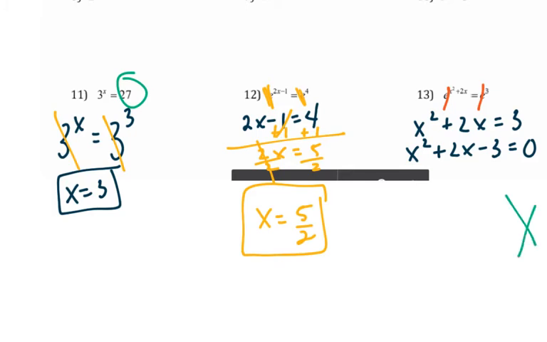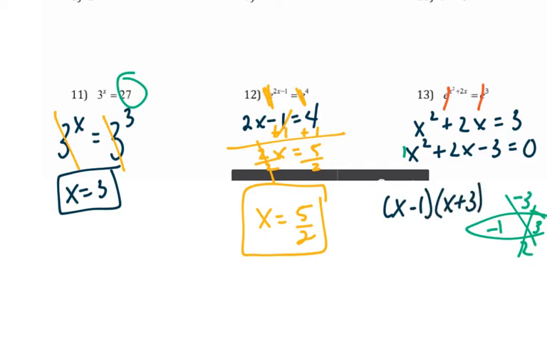So now to factor, I need to figure out what multiplies to make negative 3, but adds to make 2. Let's look. 1 times 3 with a negative 1 there. Negative 1 times 3 is negative 3. Negative 1 plus 3 is 2. So these are my factors. So that leaves me with x minus 1 and x plus 3 equals 0.